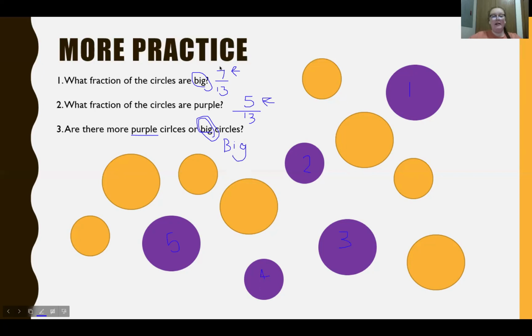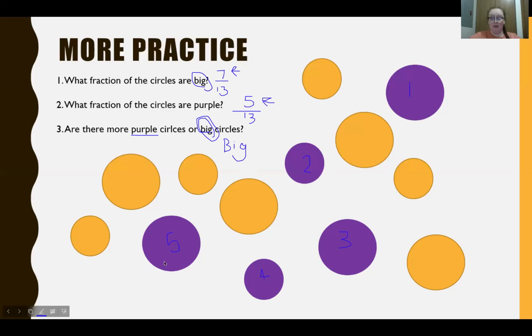Now, if I were to ask how many of the purple circles are big, then our bottom number would change because we're only looking at purple circles. So with the purple circles, we have 5. So if I said how many of the purple circles are big, we would count out of the purple circles how many are big. So the answer to that one would be 1, 2, 3. So 3/5 of the purple circles would be big.